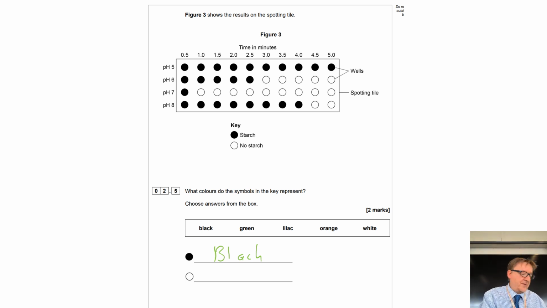So therefore, if there is no reaction, it is orange, which is kind of the original colour of the iodine itself. Okay, so if I could do some colouring in, orange, fabulous, orange, orange. So that is then where the starch has already been digested.